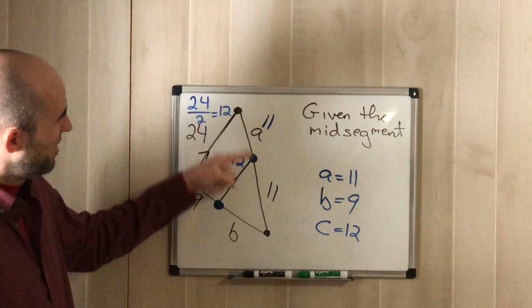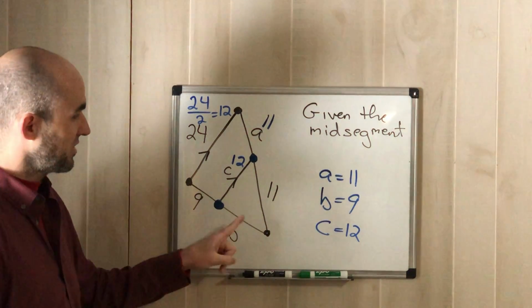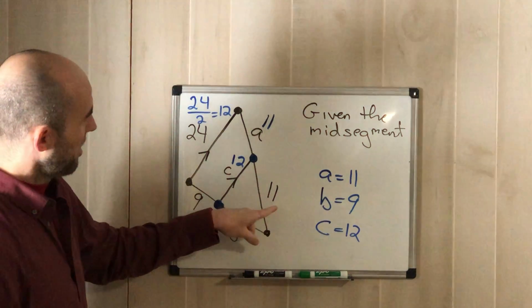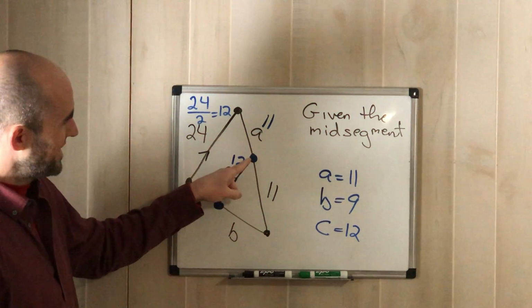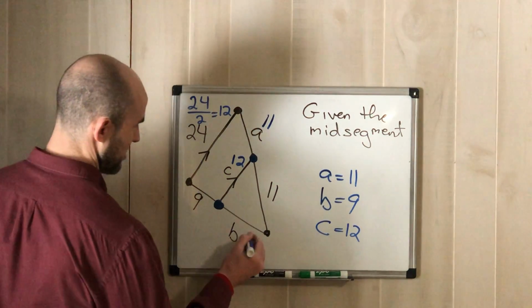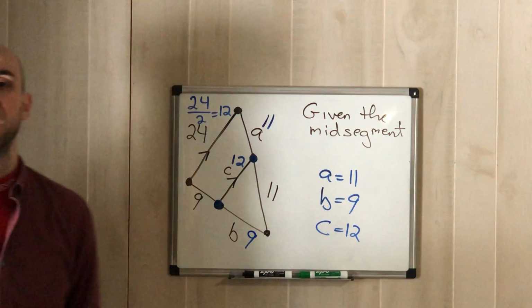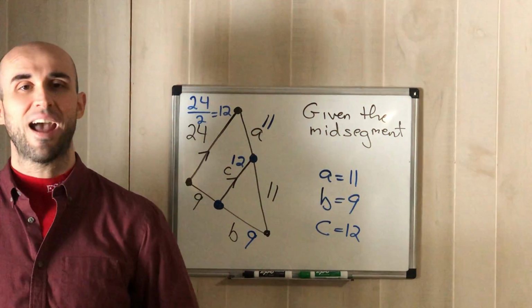Just always be careful. It's not always a cross. Don't make B 11. It looks like it sometimes, but it's not. Always remember, guys, midsegment, that's a midpoint. The same sides are always the same. 11, 11, 9, 9. Any questions you guys have, feel free to ask, okay?